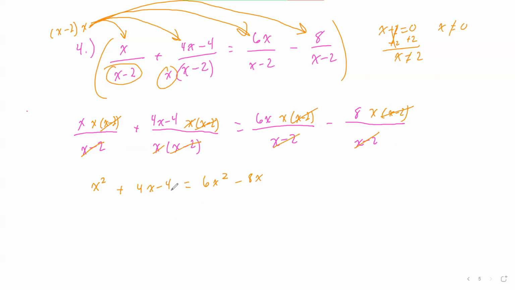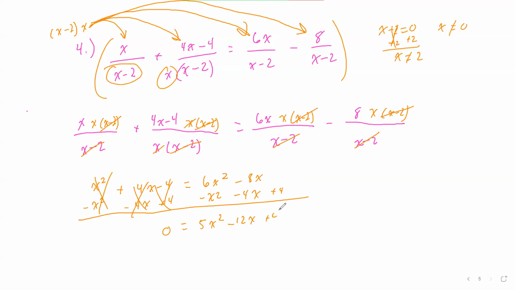Okay. And again, this is a quadratic, so I need to get everything over, and I'm going to move it to the larger side. So I'm going to subtract x squared, subtract 4x, and add 4. Six x squared minus x squared would be 5x squared. Negative 8x minus 4x is negative 12x plus 4. So this is what I have.